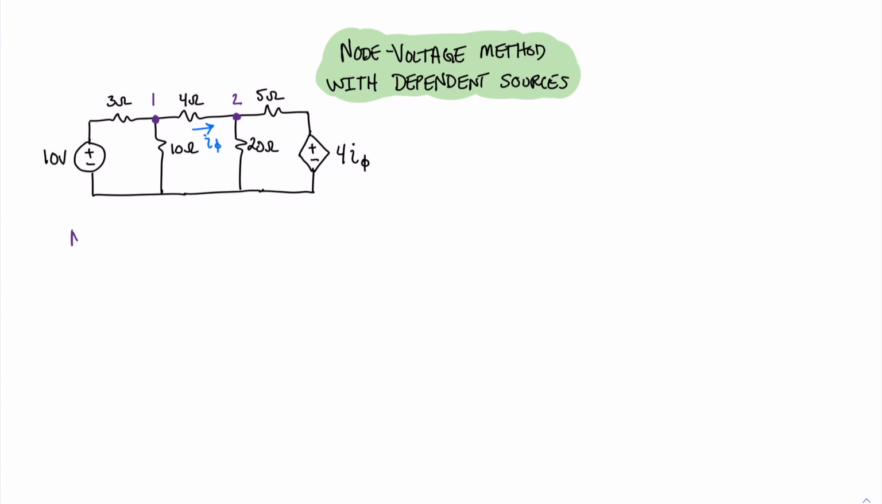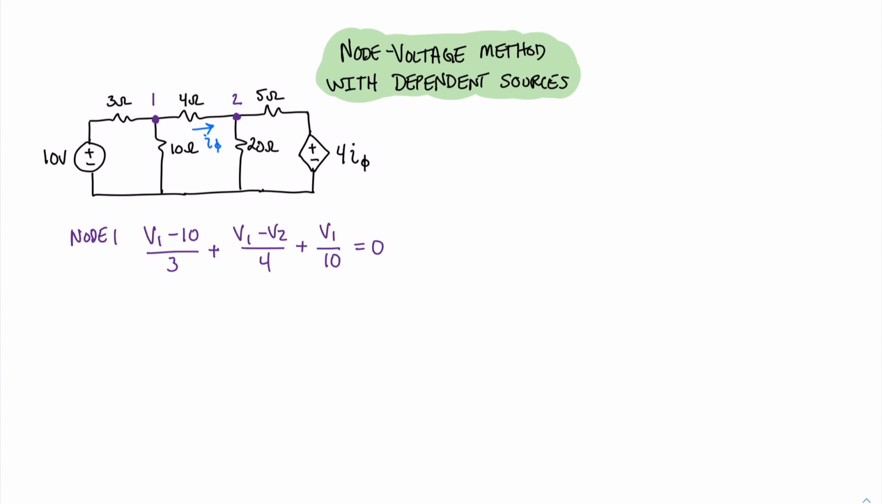And so at node 1, we can write the equation. Again, what we're looking for in nodal analysis is that all the currents leaving the resistors must equal 0. So our first equation is (V1 - 10 volts)/3 plus (V1 - V2)/4 plus V1/10, and that must equal 0.